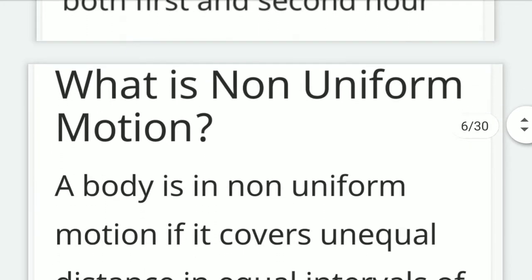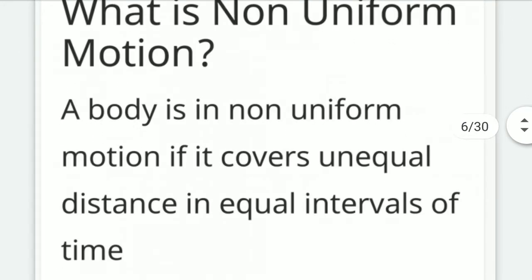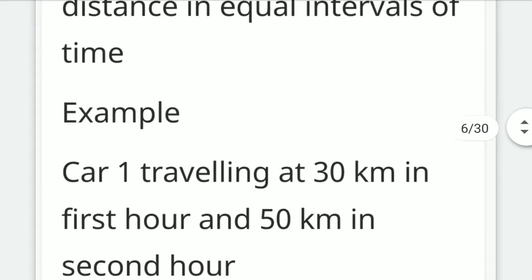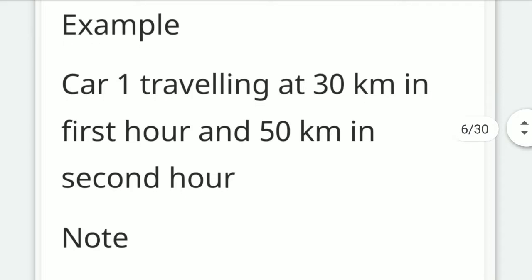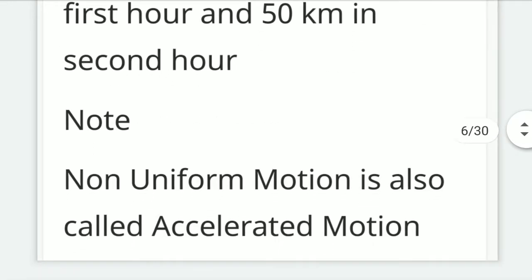Now, what is non-uniform motion? A body is in non-uniform motion if it covers unequal distance in equal intervals of time. For example, car 2 traveling 30 km in the first hour and 50 km in the second hour. Note, non-uniform motion is also called accelerated motion.